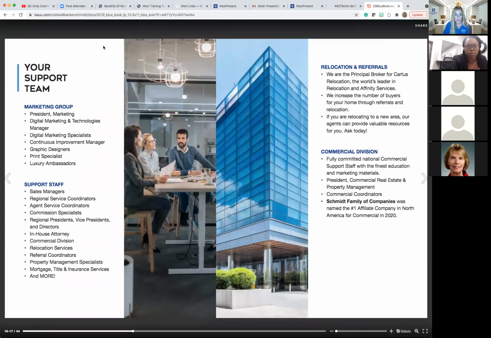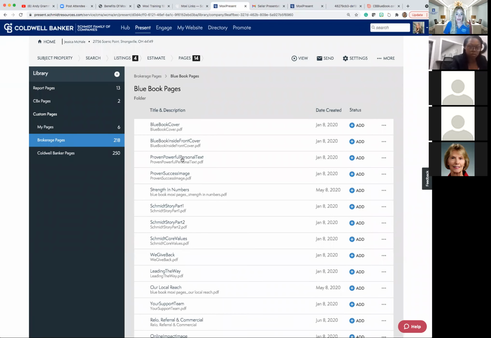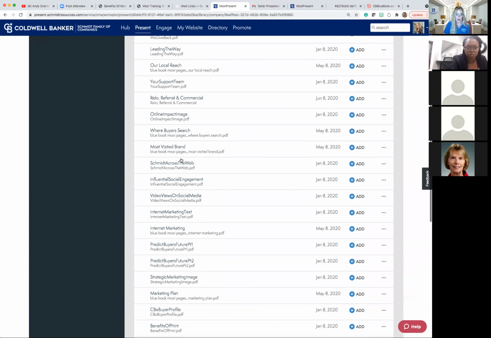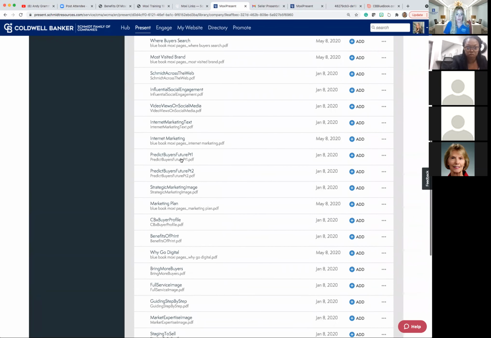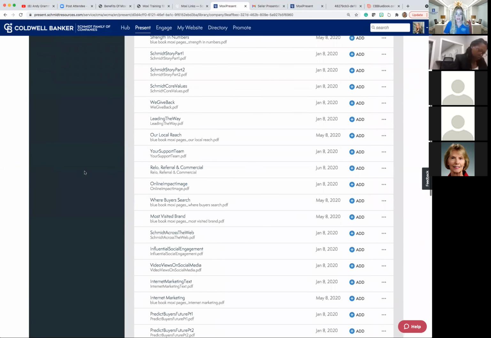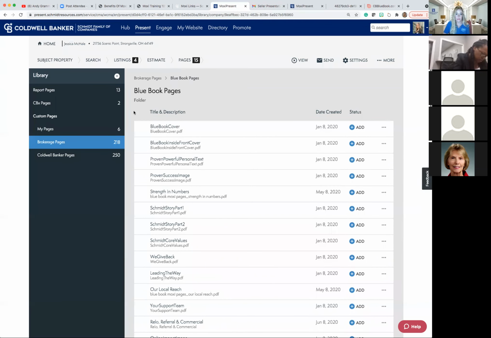See how I got this support team page from there? All I did in Moxi Present itself, wrong one, I literally went through here. I can open them up and click on them and view each page, but it's much quicker for me if I just go in and look at the wording in here. See how it has marketing plan, why go digital, bring more buyers. Here's that staging to sell. You just come in here and hit add. That instantly adds those pages to your presentation. And it makes it very easy for you guys to not do as much work, but have a beautiful, fully made presentation when you're done.